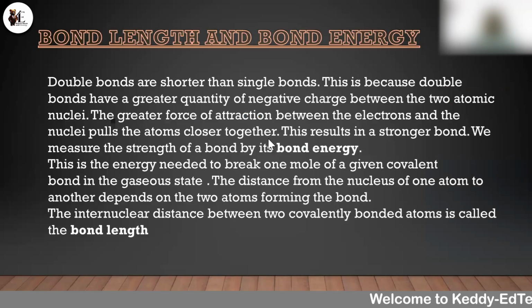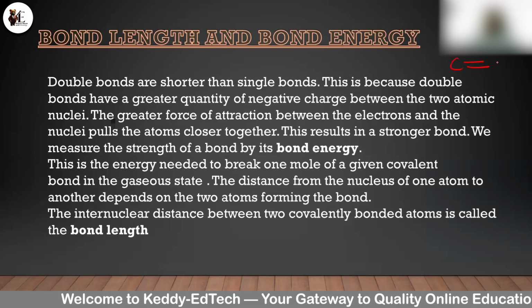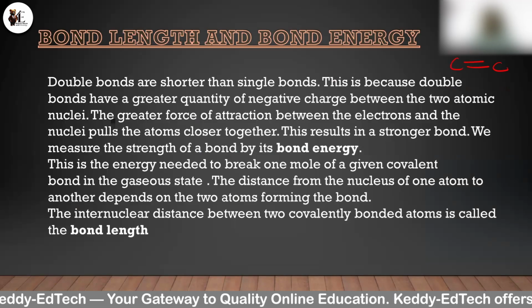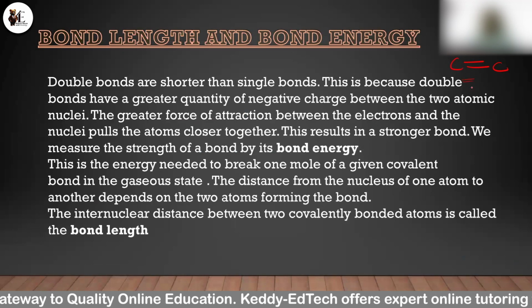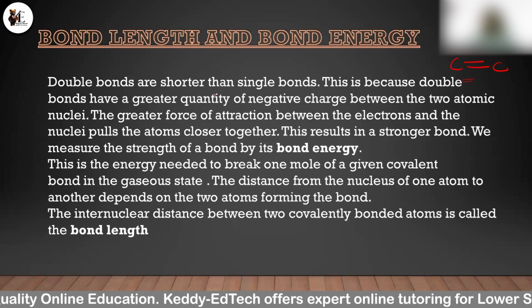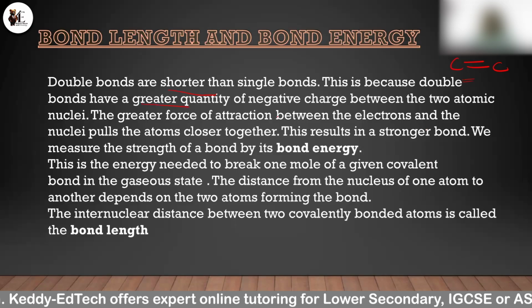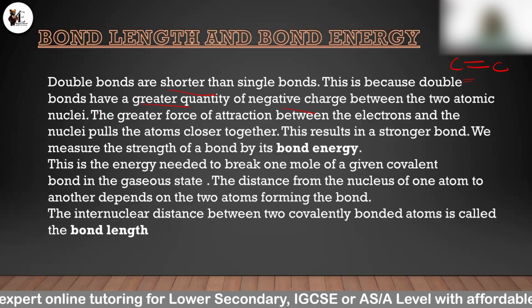Now let us read about the bond length and bond energy. So we have single bond and double bond, right? If we have carbon-carbon single bond and carbon-carbon double bond, now which bond length is greater? So always remember that carbon-carbon single bond is greater as compared to carbon-carbon double bond, because double bonds are shorter than single bonds. Why? Because double bonds have a greater quantity of negative charge between the two atomic nuclei, right?